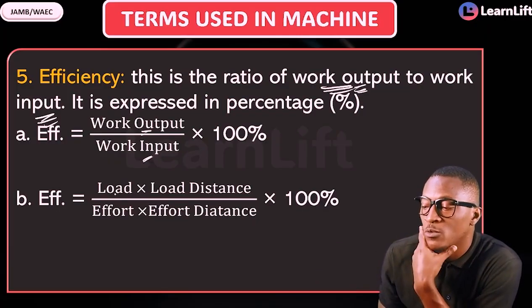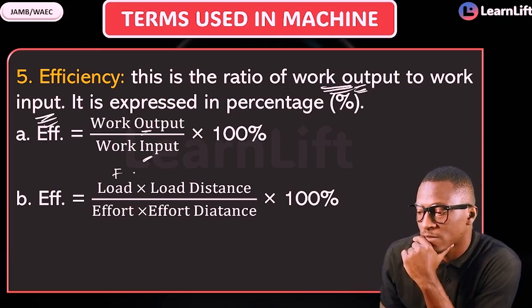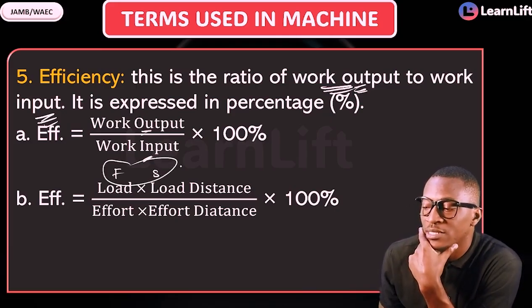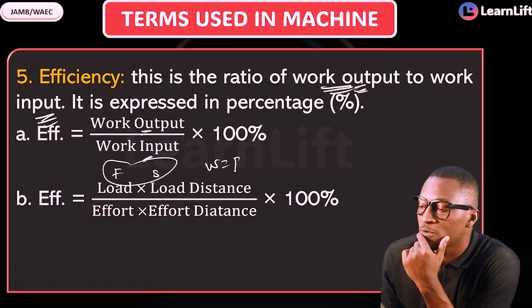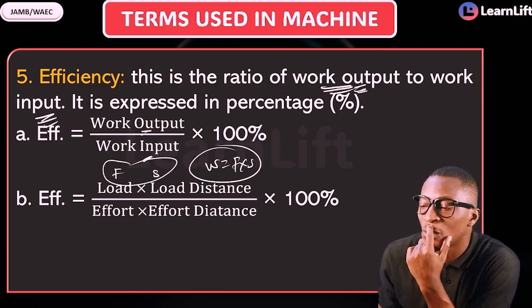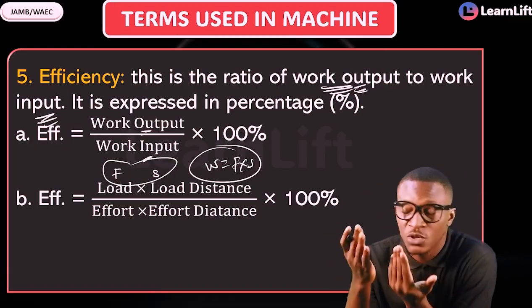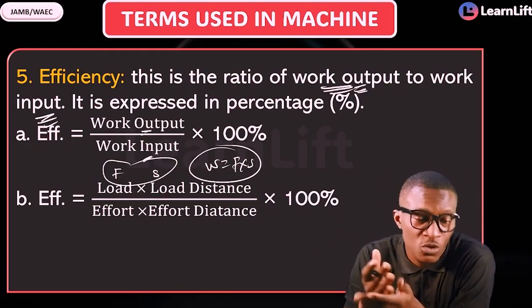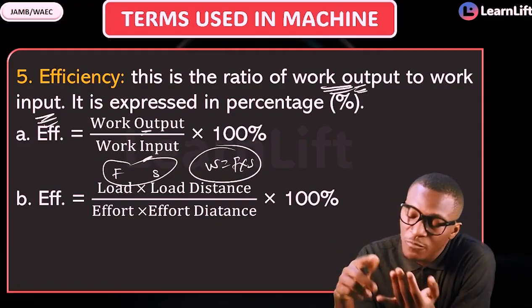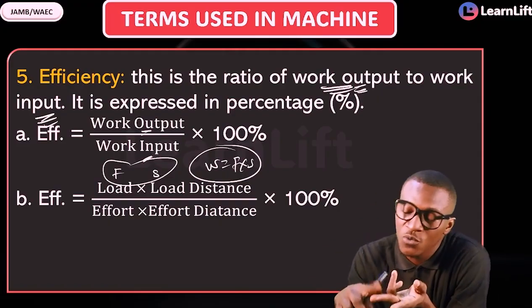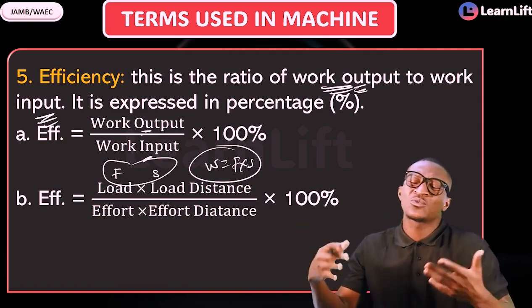Now, if you watch this very well, load is force, and distance is S. So this is the same thing as work. Remember, the formula for work is force times distance. That's how work output is all over work input. So efficiency is work output over work input times 100%, or load times load distance over effort times effort distance.